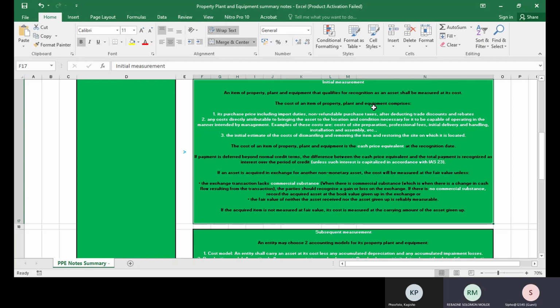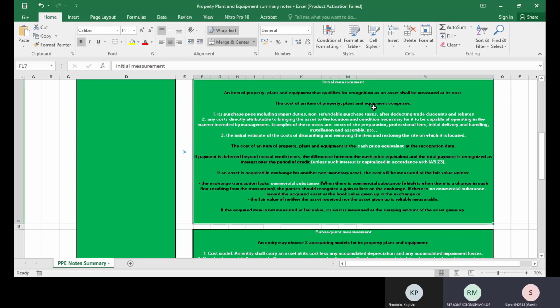The cost of an item of property, plant, and equipment is the cash price at the recognition stage. So obviously, that one, you know it, because when you buy an asset or when you build it, the cash price will be on the invoice. If a payment is deferred beyond normal credit terms, the difference between the cash price equivalent and the total payment is recognized as interest over the period of credit, unless such interest is capitalized in accordance with IS23. IS23 is borrowing cost. You know?